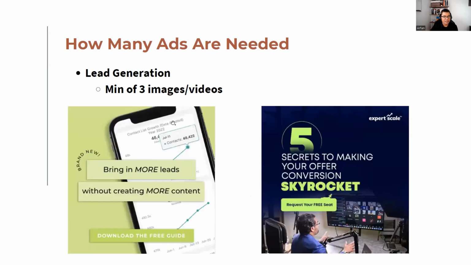This is an example of what images can look like, and you can create these on Canva. You want them to be square format, like you would for a regular Facebook post. This will allow you to show up on Facebook, Instagram, and a lot of different placements across the platform.